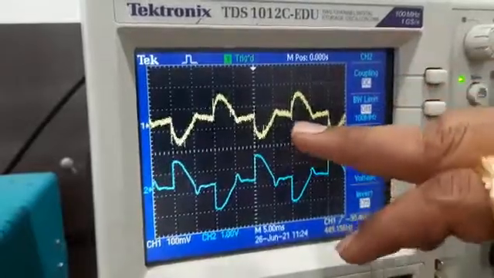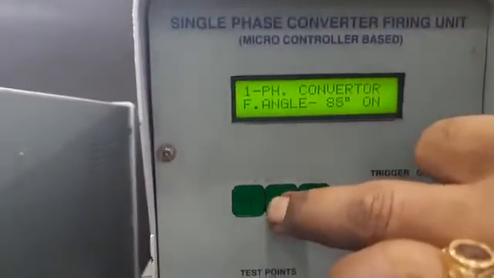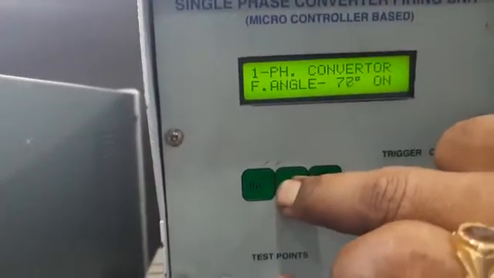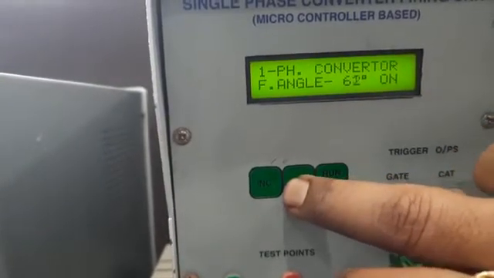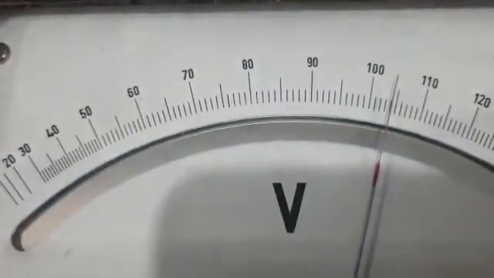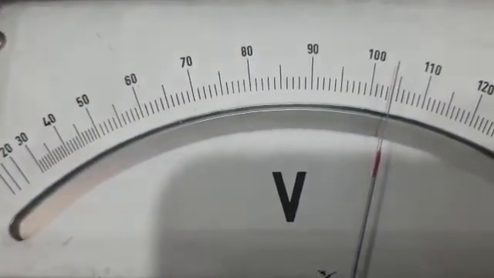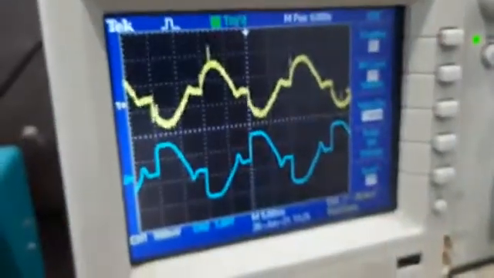Now we will change the firing angle again, down to 60 degrees. For firing angle 60 degrees, the voltage is nearly 104. The current is nearly 0.3 or 0.29. Now you can observe the waveforms.